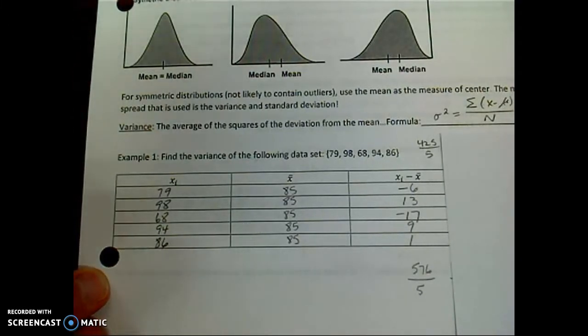So 79 minus 85, that's negative 6. 98 minus 85 is 13. 68 minus 85, negative 17. 94 minus 85 gives 9. 86 minus 85 is 1.